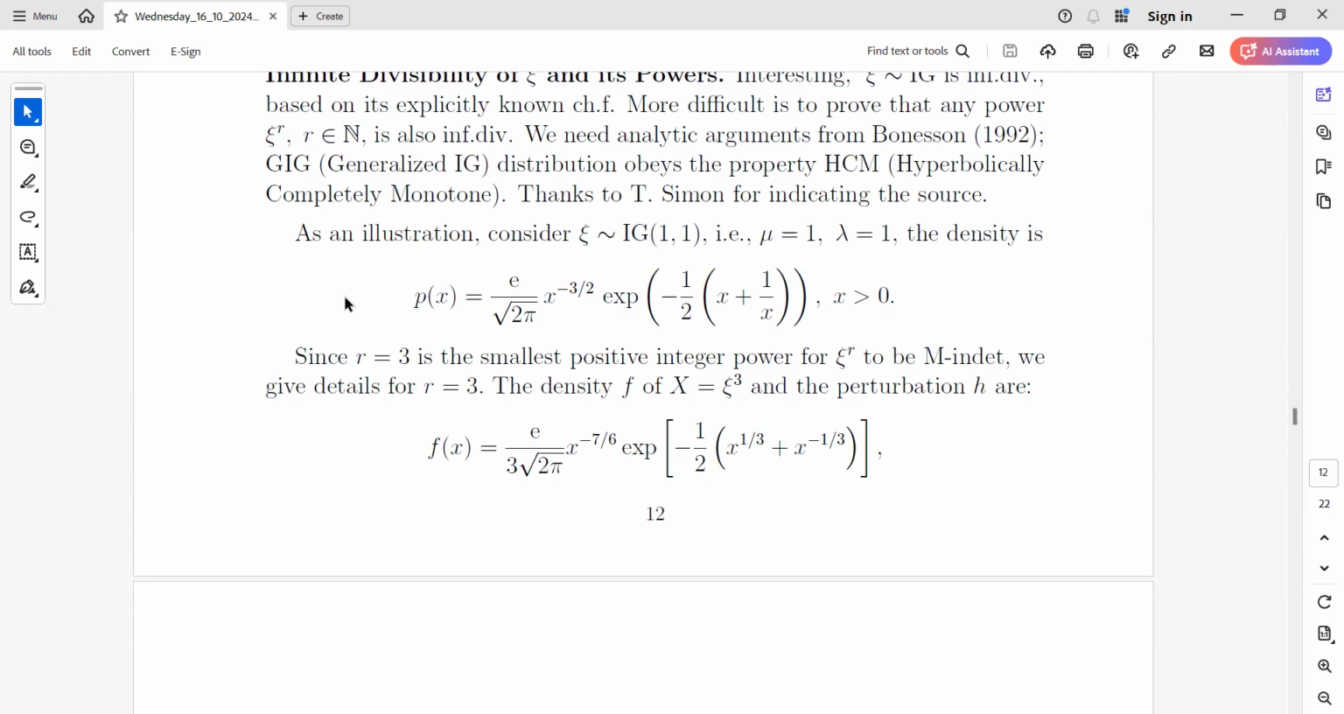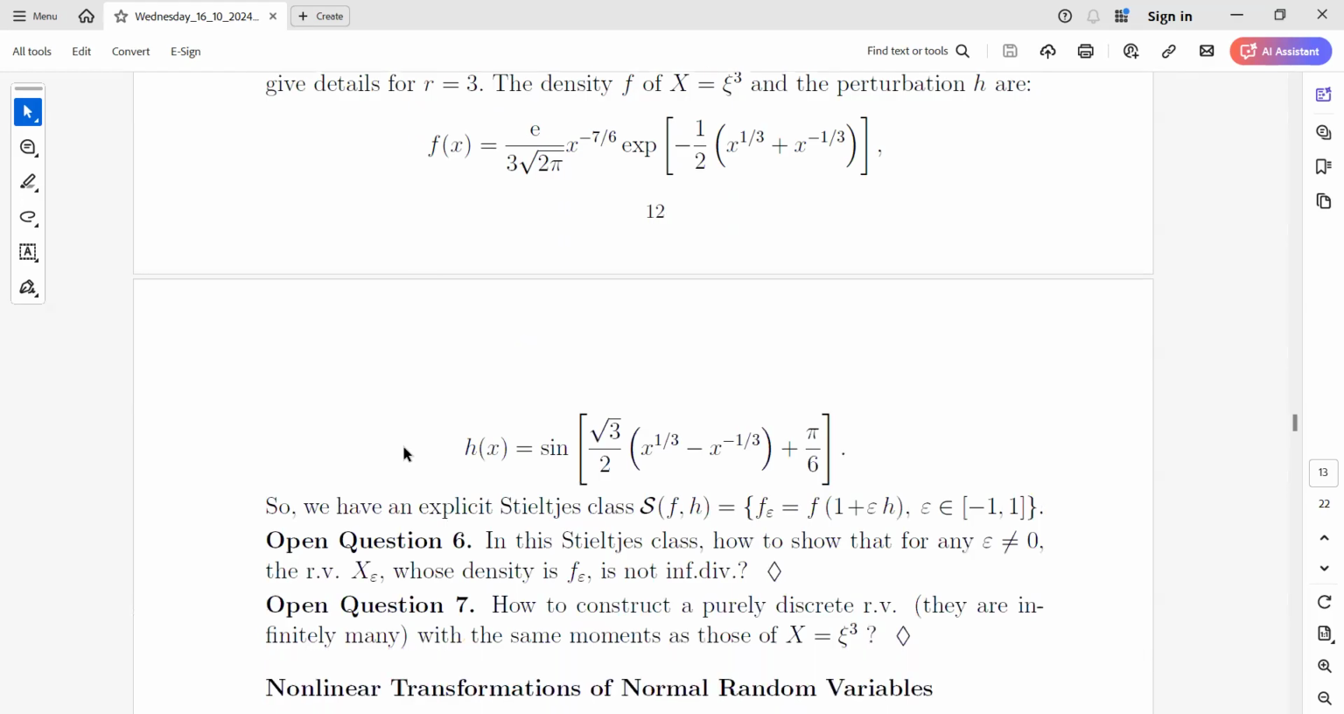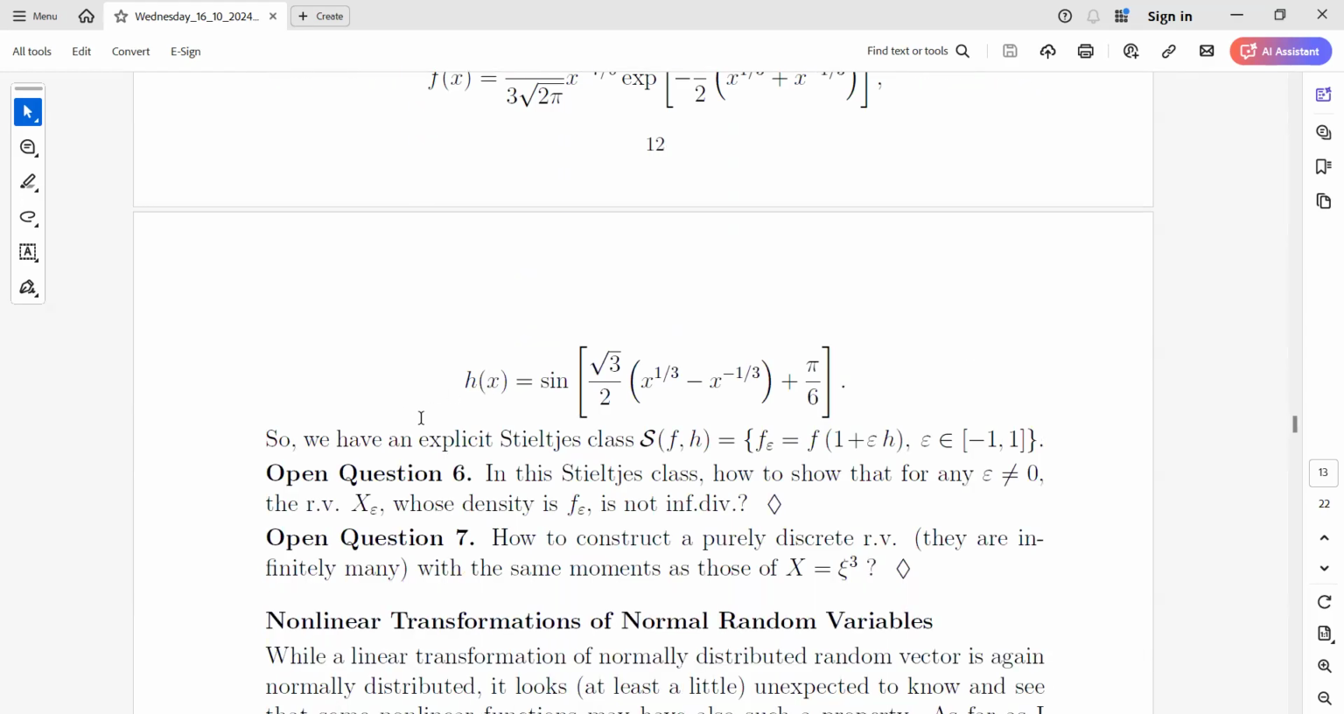And now, what we know and what we have established is that the power 3 of the IG random variable, any, including this one with parameters 1, 1, is non-unique. So this is the density of power 3. Now, capital X is our power 3. This is the function perturbing the density in order to write this Stieltjes class. So we write the Stieltjes class as before. Now epsilon is running from -1 to 1.